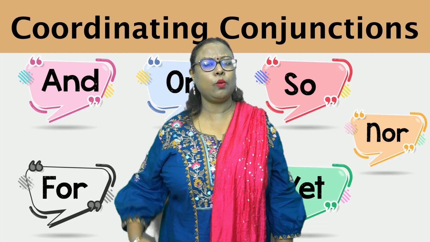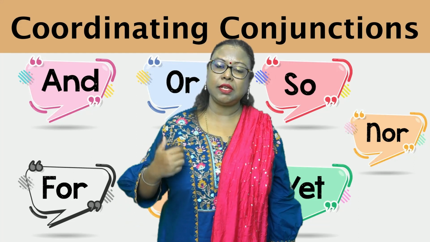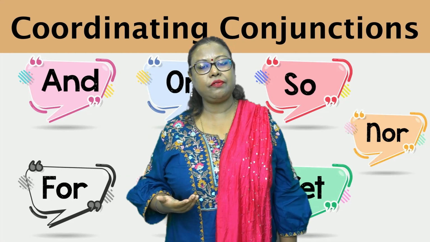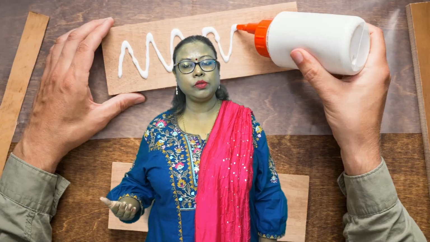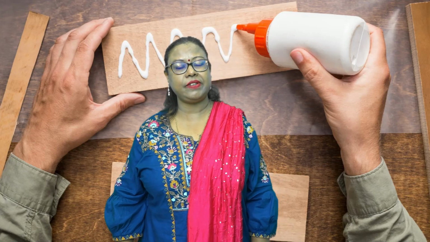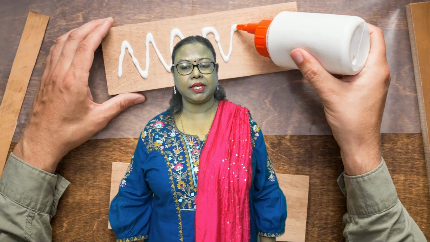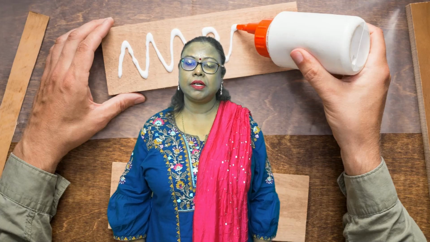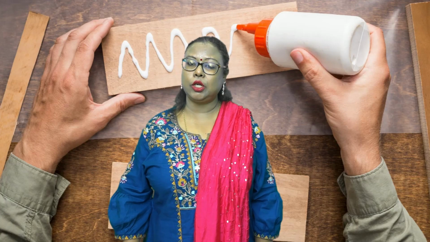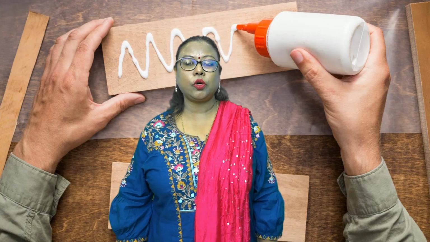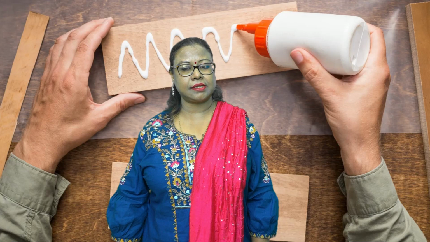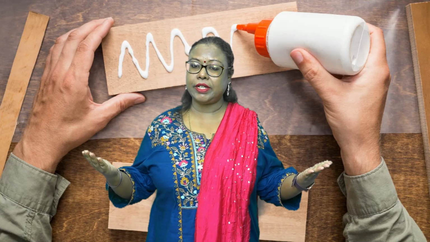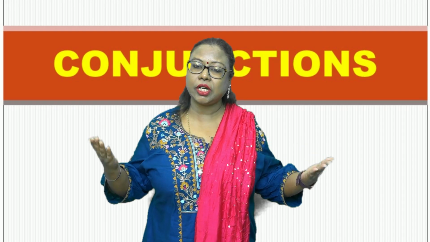Now let's take one more example. Suppose you have to join two things. So you use either a Fevicol or maybe a Fevistick. We use a Fevicol or a Fevistick to fix two things. In the same way, in English grammar, we have a sort of glue, a Fevicol, to join two words or two sentences. Yes, now you guessed it clearly. We are going to talk about and learn about conjunctions.